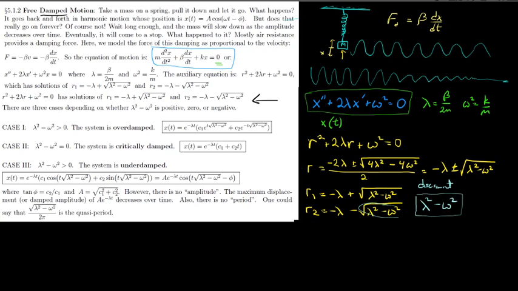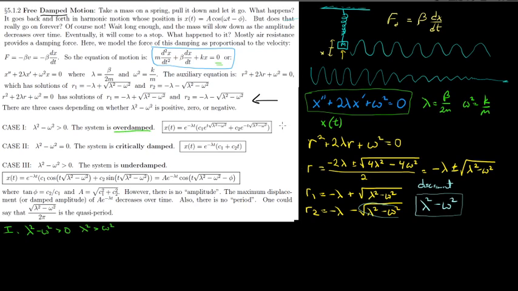So in the first case, case 1, where lambda squared minus omega squared is greater than 0, or lambda squared is just bigger than omega squared, we get a situation where the system is what's called overdamped, and it has this solution here.